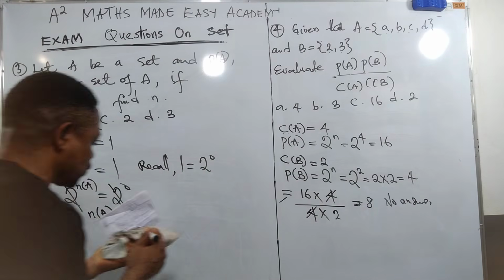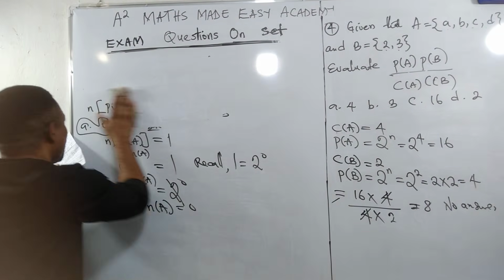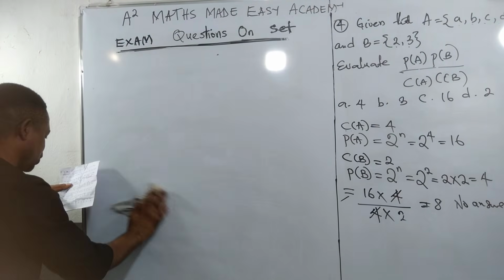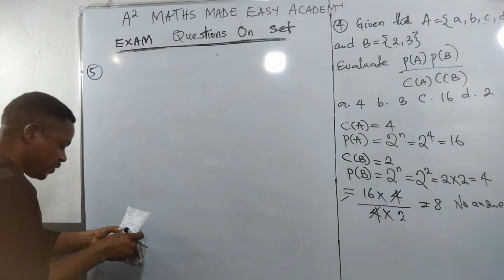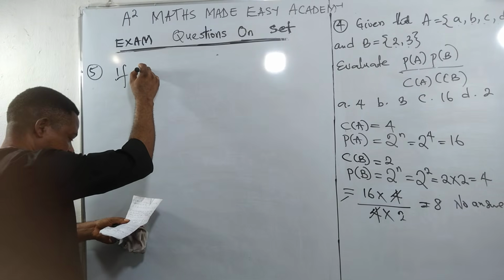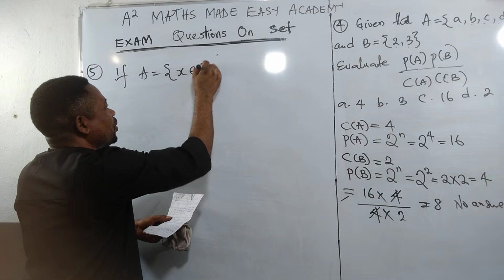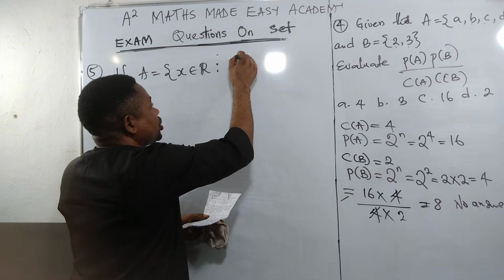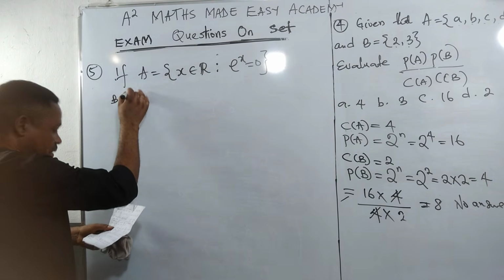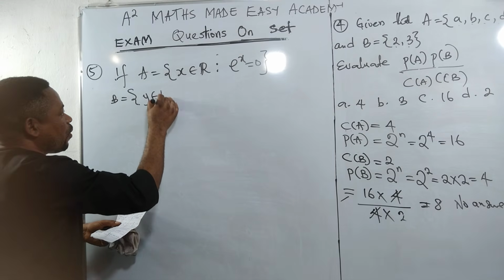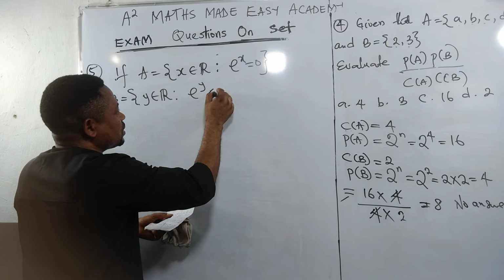Now let's move to the next question, which is question number 5. Are you with me now? What is question number 5 talking about? I want you to examine this very well. Number 5 says, if set A is this, where x is a member of the real numbers such that exponential x is 0. Now set B is given as this: y is a member of the real numbers such that exponential y is less than what?